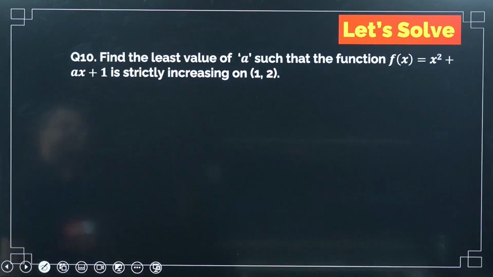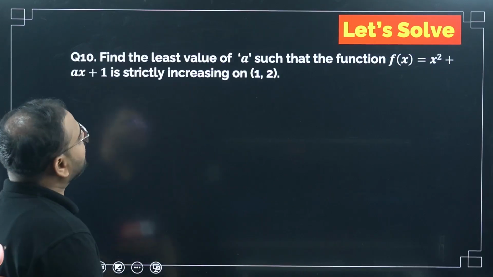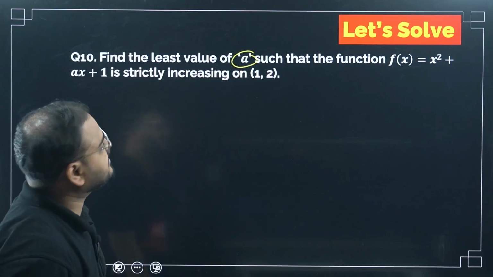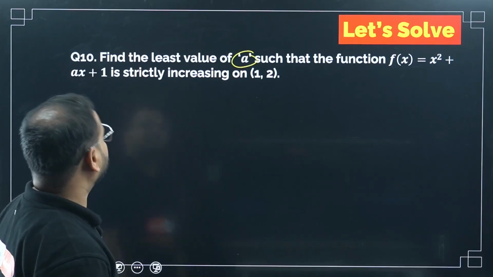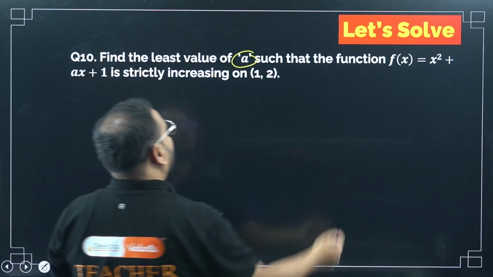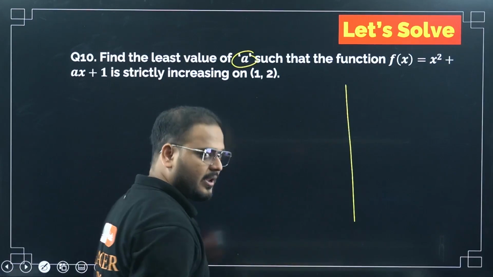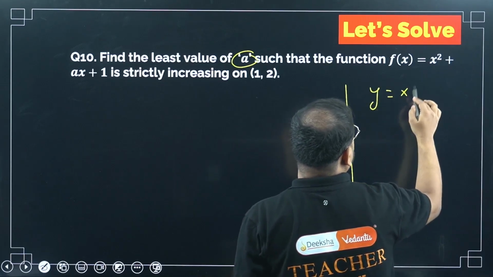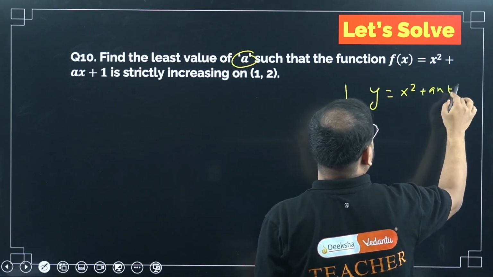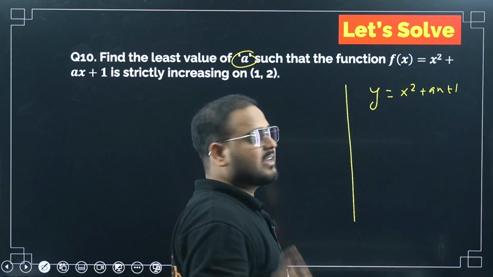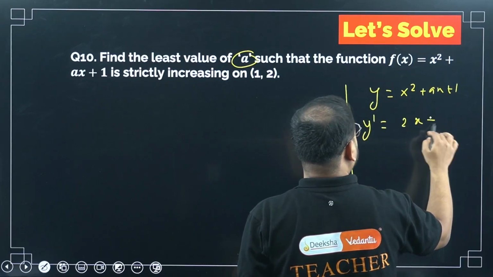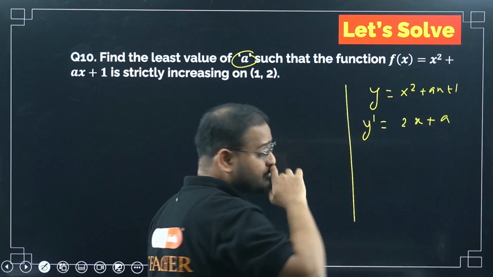Moving on. Question number 10. Find the least value of a such that the function f(x) = x square plus ax plus 1 is strictly increasing. Excellent question. The function is given as y equals x square plus ax plus 1. What do we know? First thing is the derivative: 2x plus a.